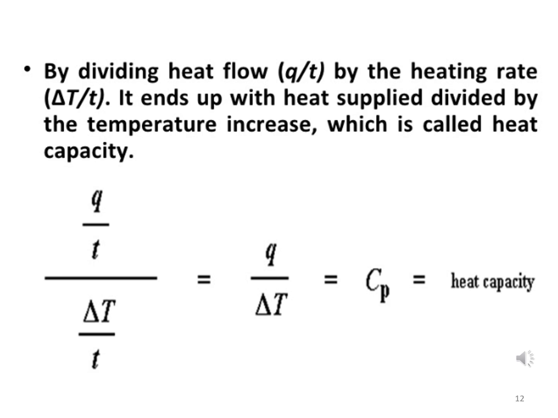So here you can see that we divide Q over t, that is heat flow, by delta T over small t, that is heating rate. The small t and small t cancel, and you get the final equation Q over delta T. So heat divided by the difference in temperature is equal to Cp, or heat capacity. The equation we get is heat supplied divided by temperature increase, and this is called heat capacity.